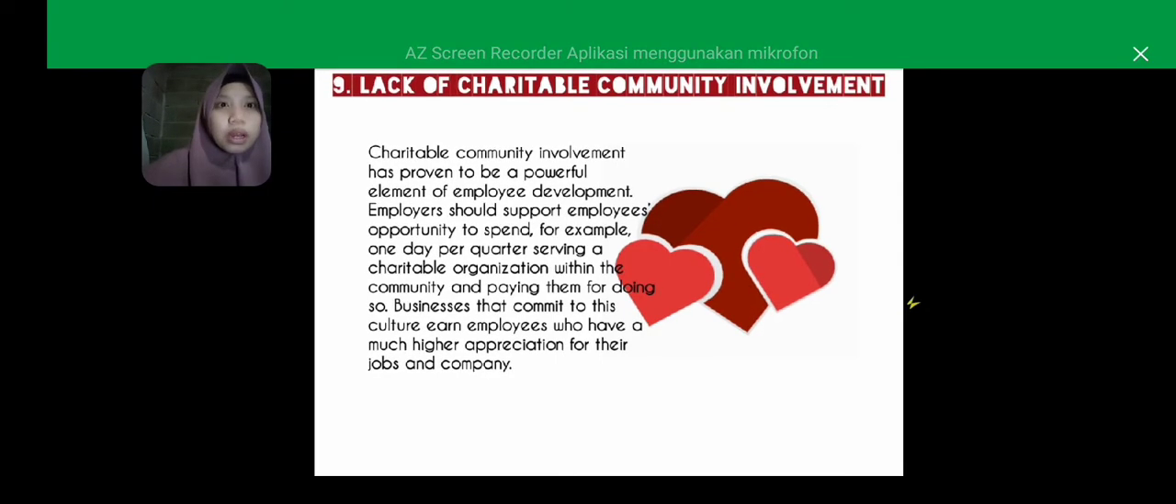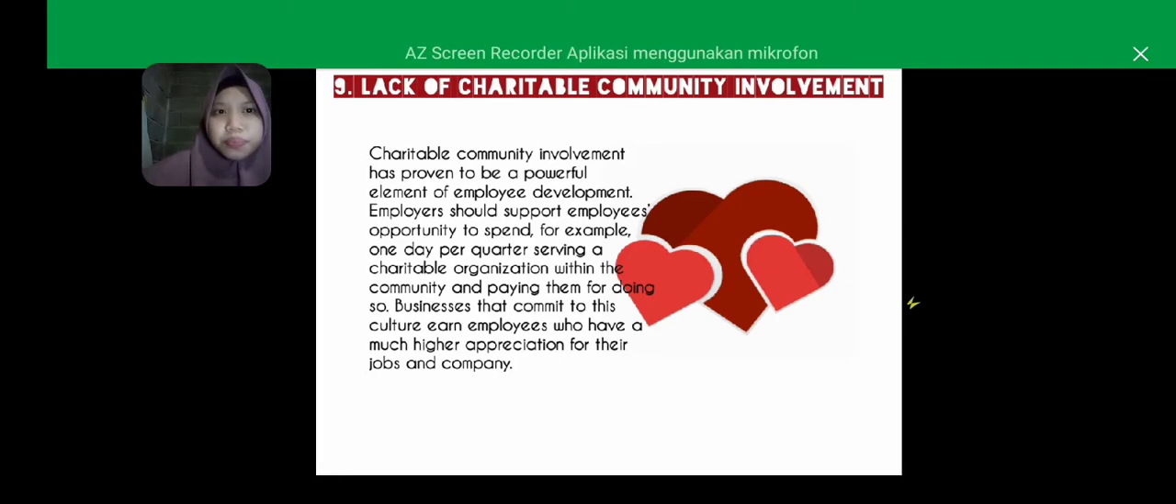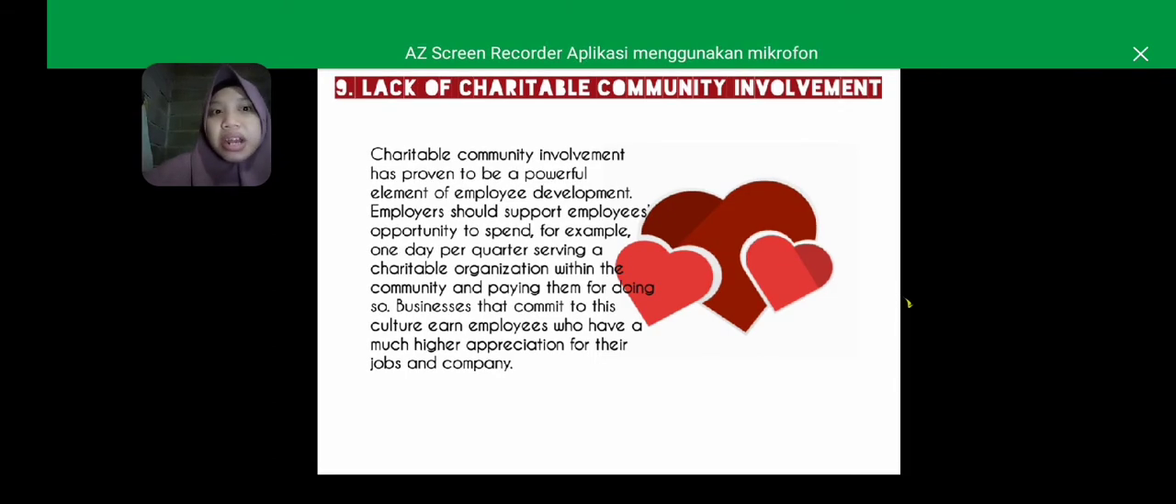Next, lack of charitable community involvement. Charitable community involvement has proven to be a powerful element of employee development. Employers should support employees' opportunity to spend time, for example, one day per quarter serving a charitable organization within the community and paying them for doing so. Businesses that commit to this culture earn employees who have a much higher appreciation for their jobs and company.